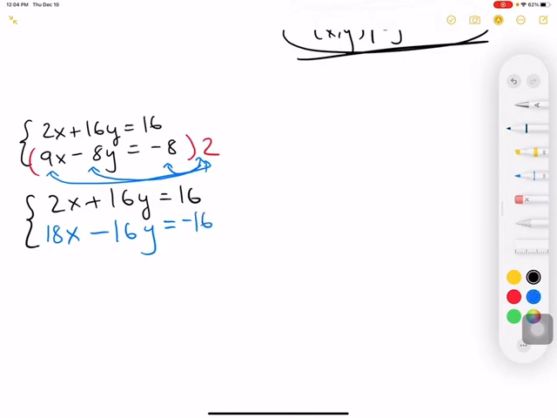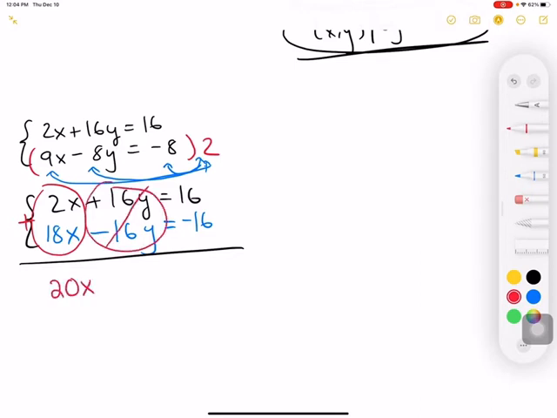Okay, so at this point I have to add those two equations in order to cancel out one of the variables and then back substitute the result into the other equation. So I'm going to add those. 2 plus 18 is going to be 20x. These two are cancelled out. That's the whole purpose of doing this addition by elimination. And then I have 16 minus 16, and that's going to be 0.